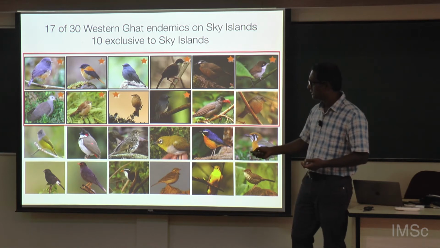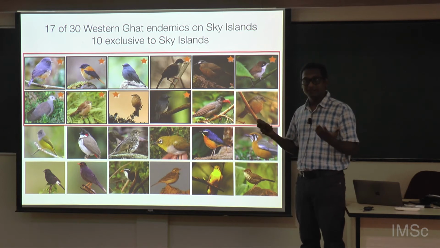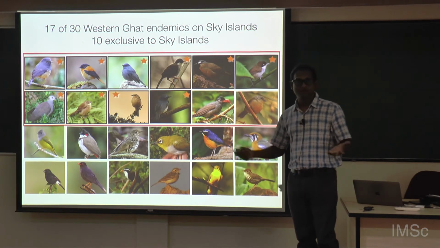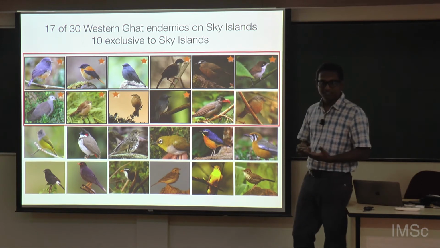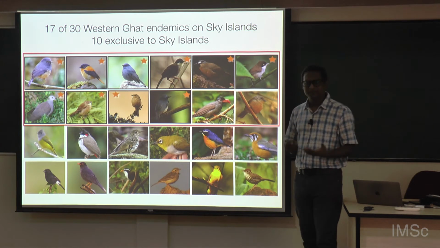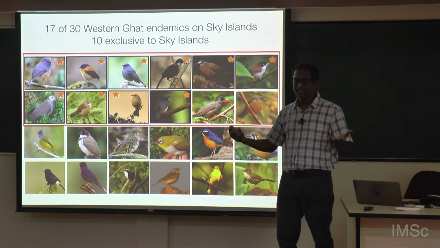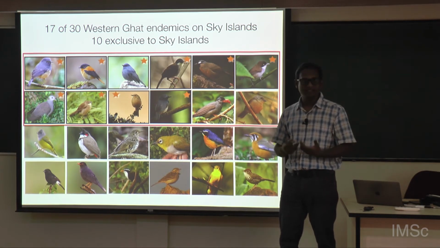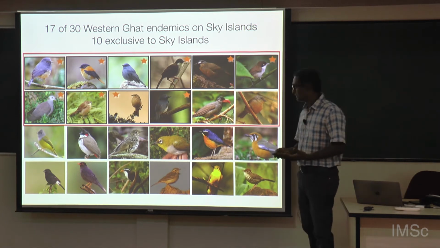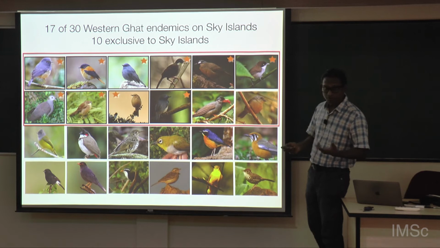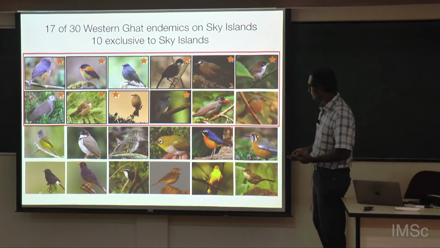I'm sure many of you recognize this. It's a red-whiskered bulbul, right? So it's a generalist. It's found in lots of places, but several of these birds are found only on the mountaintops. So for a species like the red-whiskered bulbul, which is found everywhere, you should not find any impact of these big valleys, and that was really the question that we wanted to find out. Which of these birds are impacted by those valleys and which are not?